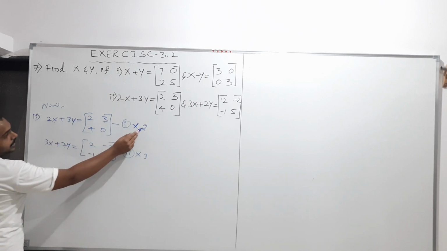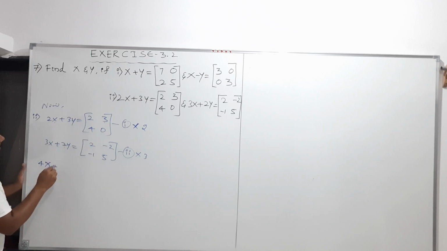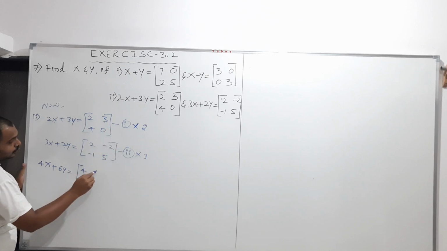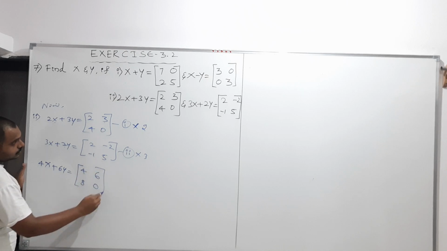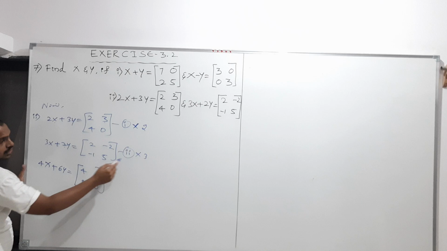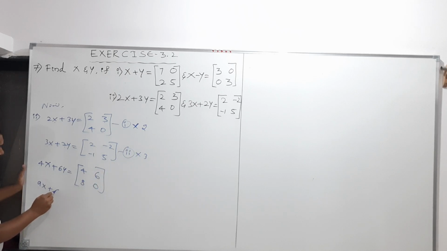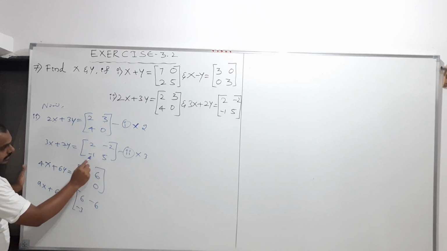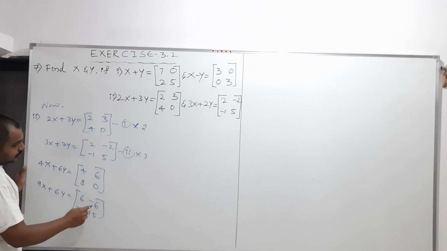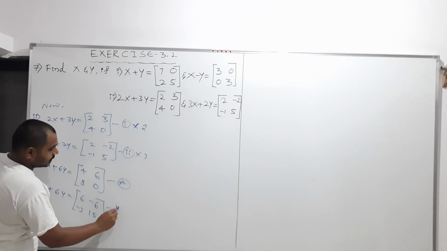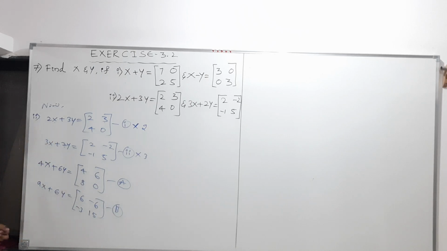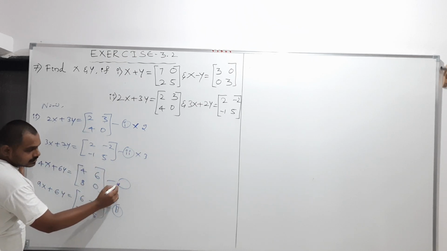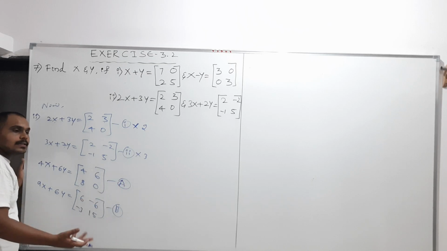So this will become, my dear student, 2 2s are 4x, 2 3s are 6y, and next 2 2s are 4, 2 3s are 6, 2 5s are 8, 2 into 0 is 0. And next, to this equation I am multiplying with 3: 3 3s are 9x, 3 2s are 6y, and next 3 2s are 6, minus 3 into 5 is minus 15. This you can call equation A, and this equation B, or you can continue the numbering as 5 and 6, or take A and B. I'll take A and B only.